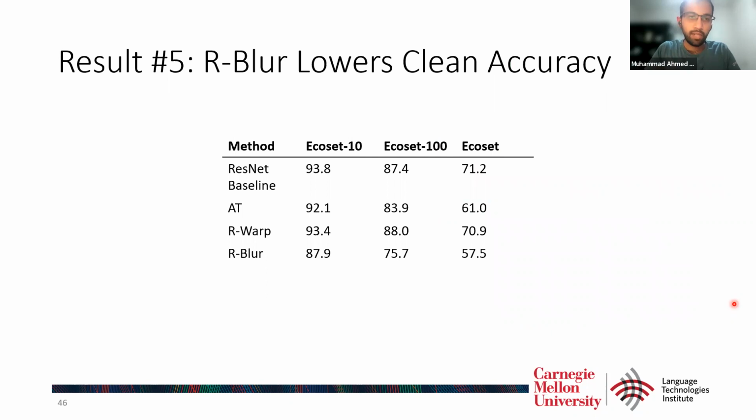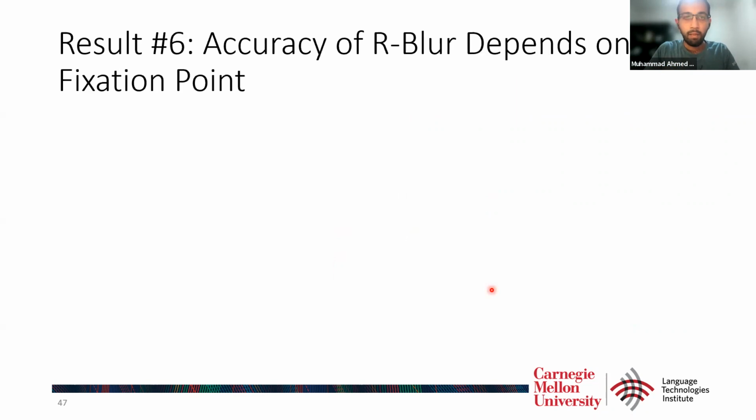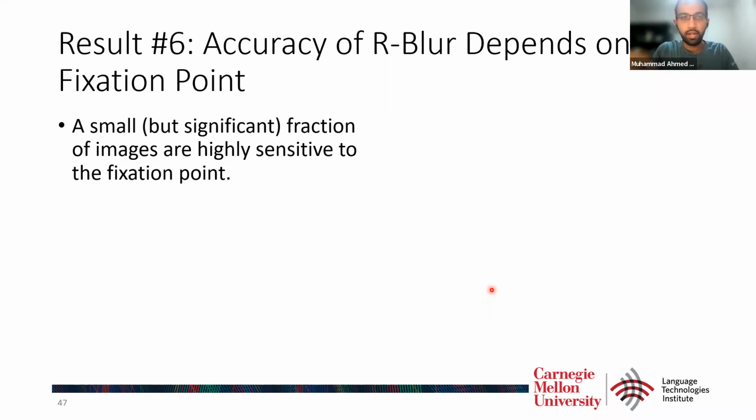Now, a limitation of R-blur is that it reduces the clean accuracy of the model. We see that on EcoSet 10, the accuracy drops from 93.8 to 87.9, from 87.4 on EcoSet 100 to 75, and then on the full EcoSet from 71 to 57. That is a limitation. But what we found was that the accuracy of R-blur depends on the fixation point selection. And as I alluded to earlier, predefined fixation points like we chose in our evaluation here may not necessarily be optimal.